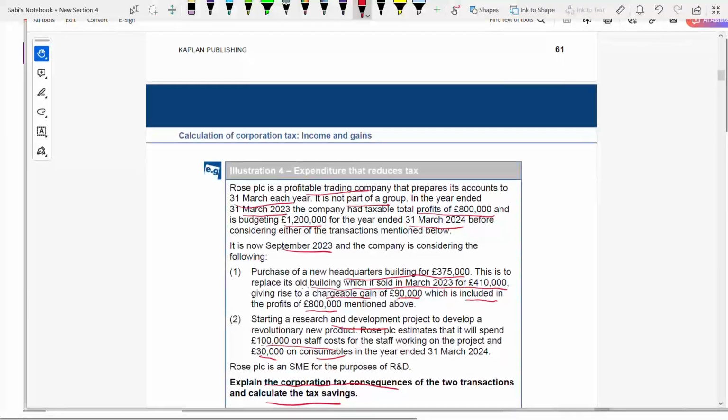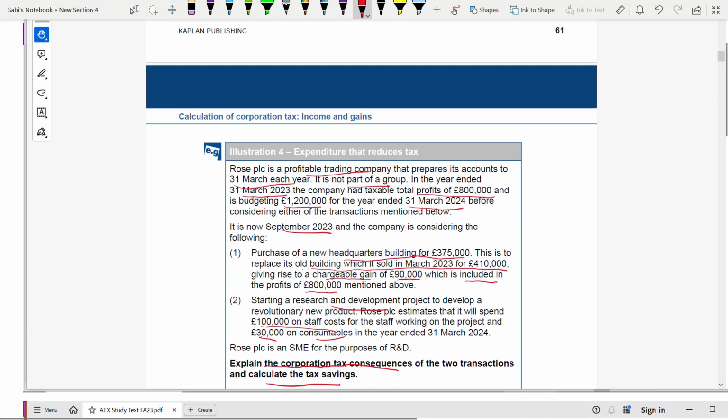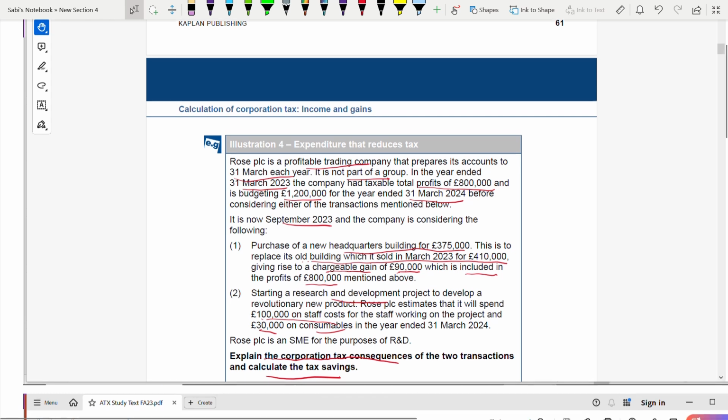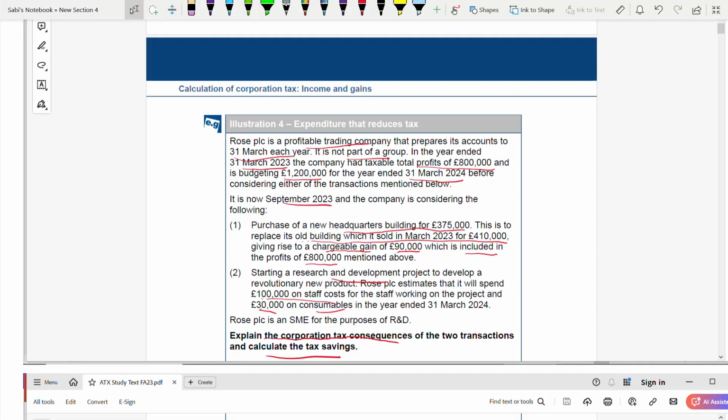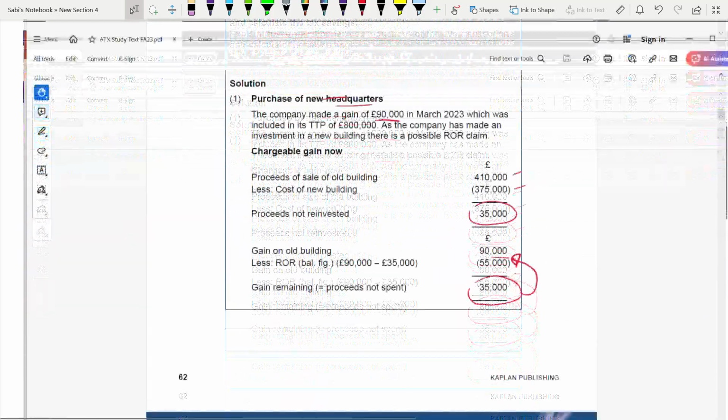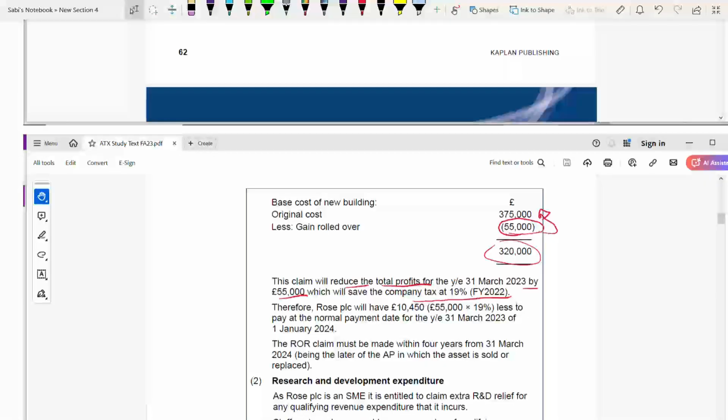Because it's 31st March 2023, and they have sold it in March 2023. Because they have sold it on 31st March 2023, it falls in FY 2022, and at that time the rate is 19%. So 19% of 55 is this much tax they can save, and it is due 9 months 1 day from this date, that is 1st of January 2024. Okay, and they can claim the ROR within 4 years from 31st March 2024, because this is the later of the accounting period in which the asset is sold or replaced.